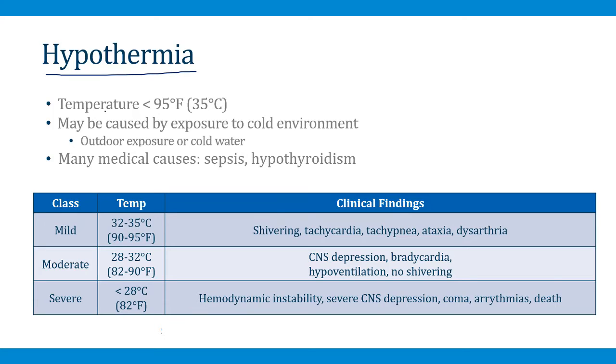Now let's switch gears and go in the other direction and talk about hypothermia. The definition of hypothermia is a body temperature below 95 degrees Fahrenheit or 35 degrees Celsius. And this can be caused by exposure to a cold environment, like exposure to cold outdoor air or cold water. There are also a number of medical causes of hypothermia. Two of the big ones are sepsis and hypothyroidism. Both of these conditions can lower the body temperature.